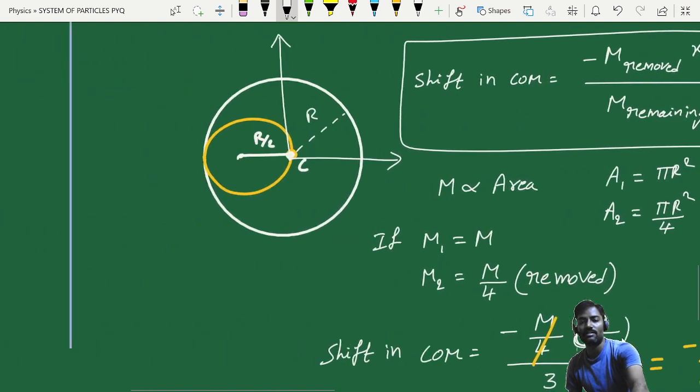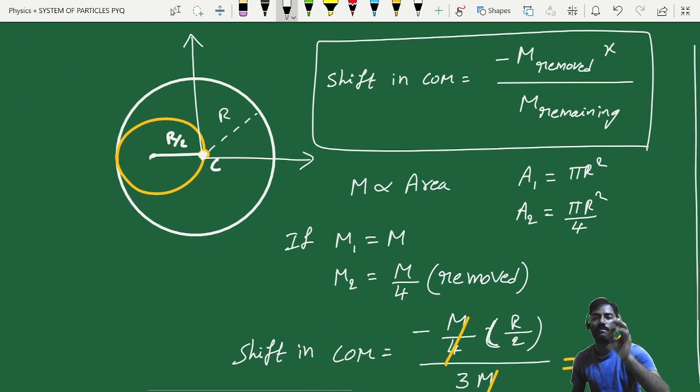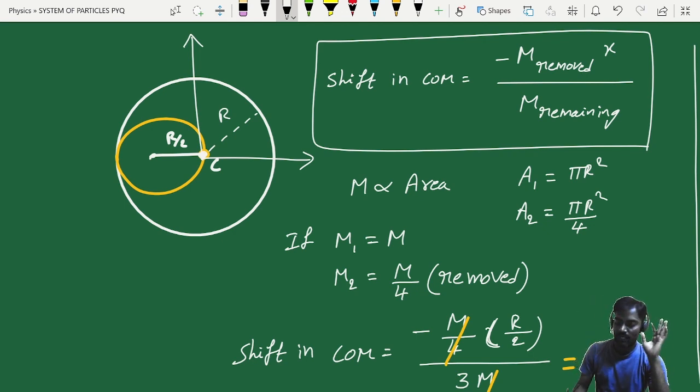The only thing is you have to understand whether the body is linear, or the body is two-dimensional, or the body is three-dimensional. Based on that you can understand the calculations. Right, students?